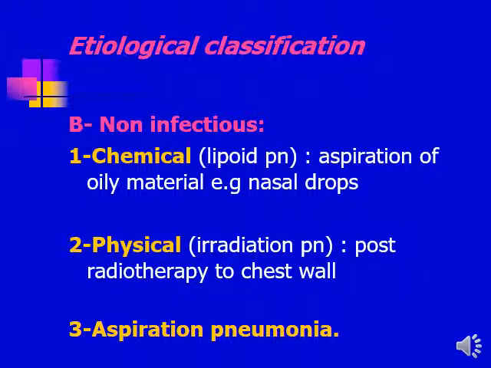Apart from infection, the cause of my pneumonia may be non-infectious, which means that this inflammation occurs not due to a biological agent that enters my lung, but due to another agent, either a chemical agent or a physical agent. The chemical includes lipoid pneumonia due to aspiration of oily material, and the physical is pneumonia due to exposure to irradiation, if I'm a cancer patient having radiotherapy on my chest wall, like a breast cancer patient. And again, if I have aspirated something which is not meant to get inside my lung, meaning something abnormal that gets inside my trachea.